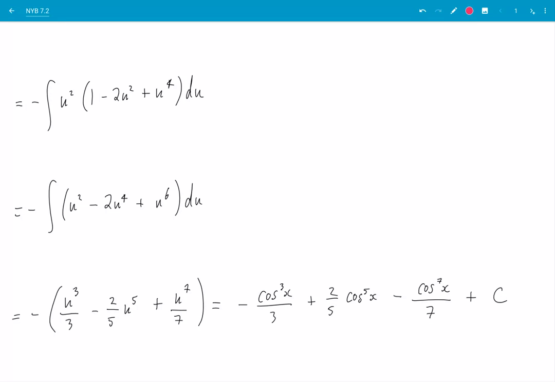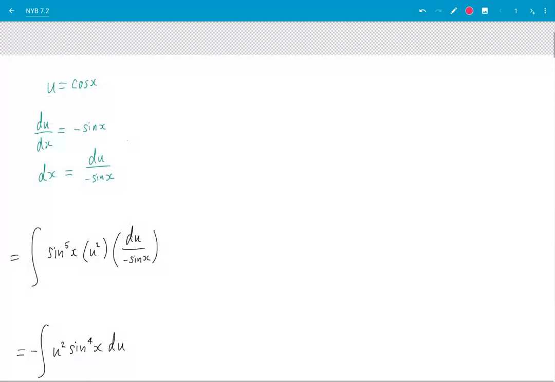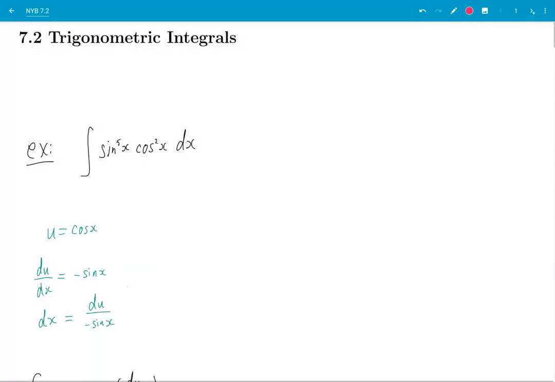So pause, copy, and now I will scroll back up and talk about u is equal to cosine. Okay, see how this power is odd and this power is even. So u is equal to cosine is the one that is going to work.